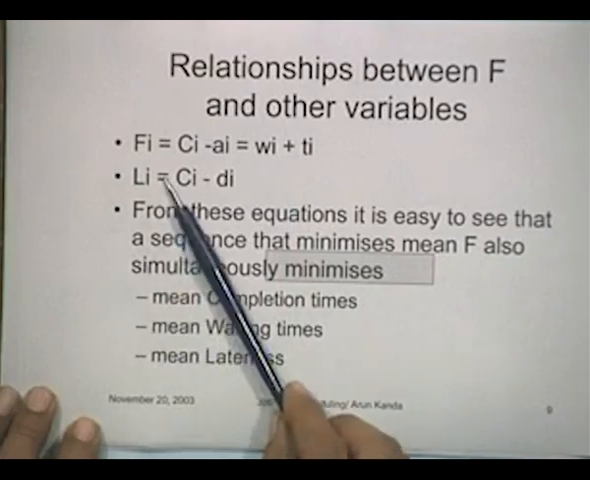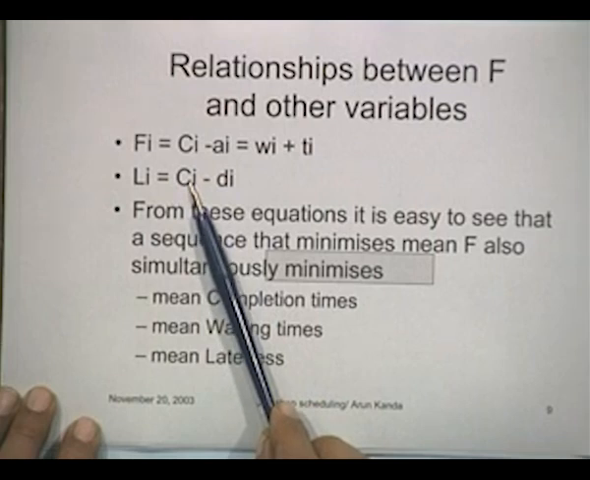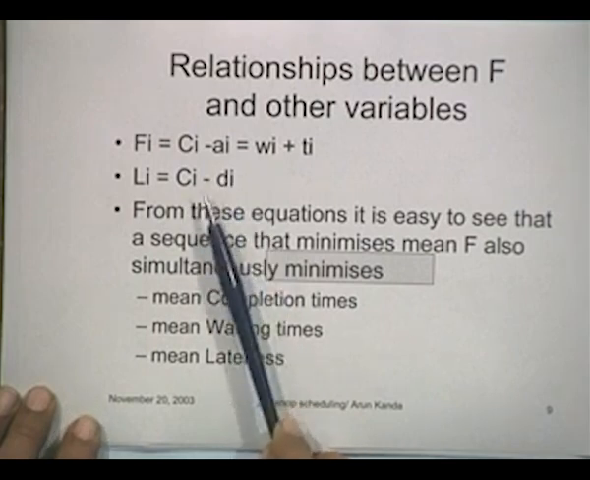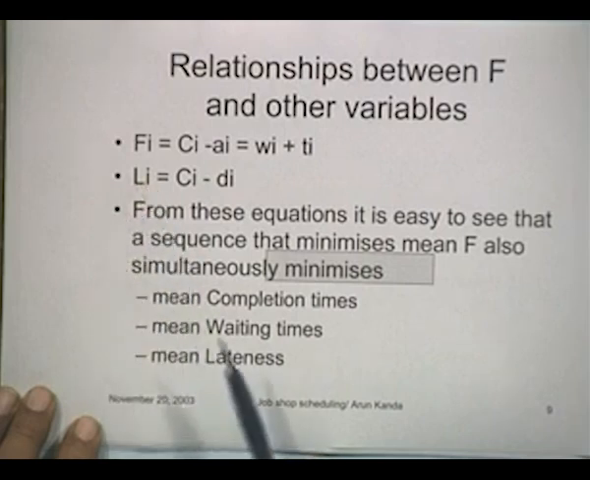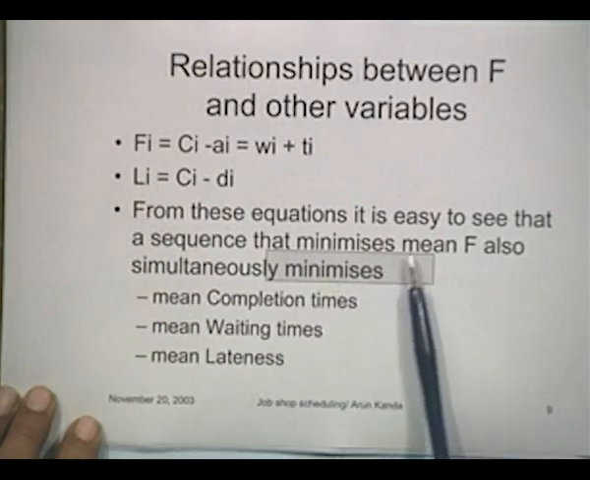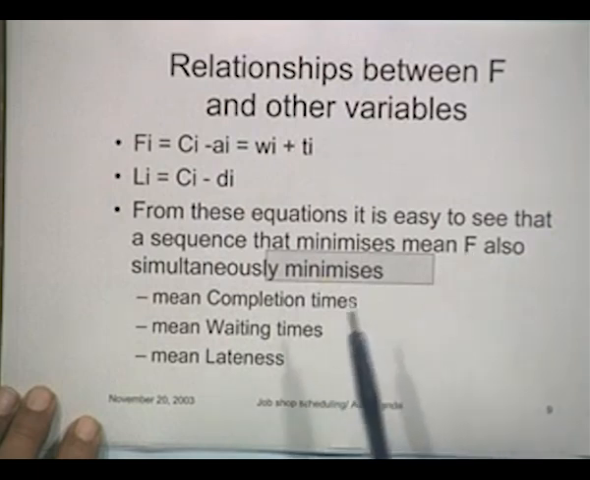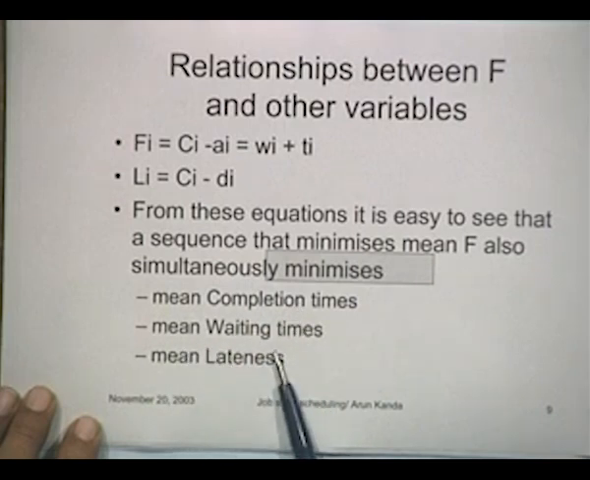And here what you find is that if you are trying to minimize the mean completion time of a job, because the due dates are a constant in terms of their total values, the rule will also minimize the mean lateness. So really what you have seen is that a rule which tries to minimize the mean flow time will simultaneously minimize the mean completion time, the mean waiting time and the mean lateness. That's what we have proved here.